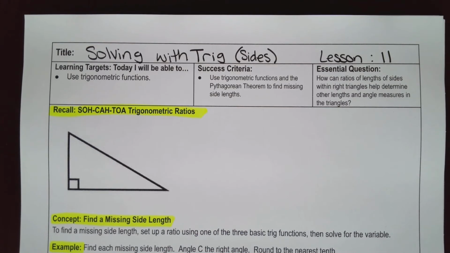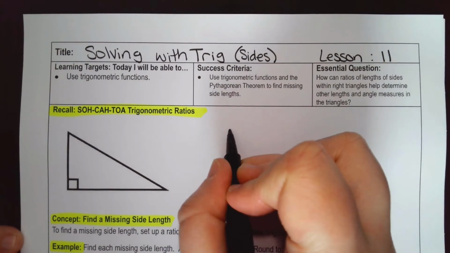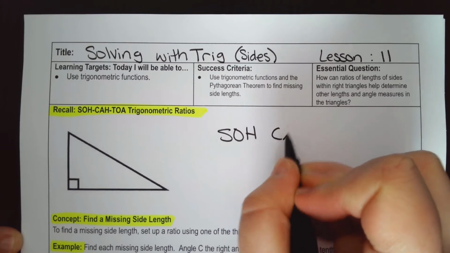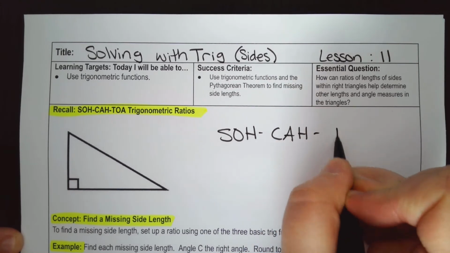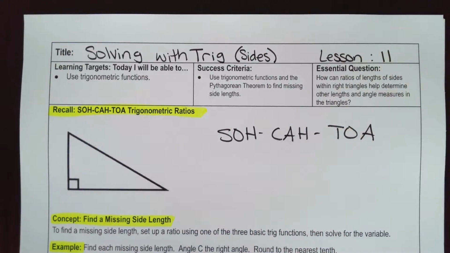Welcome back everyone to our journey into trig. So this is lesson 11. We're going to now start solving with trig, but specifically in this lesson we'll be solving for the sides of a right triangle using trig. Now what's nice is we will only be using the three basic trigonometric ratios. So essentially just SOHCAHTOA. As you recall from lesson 10, we learned about SOHCAHTOA and what it represents.